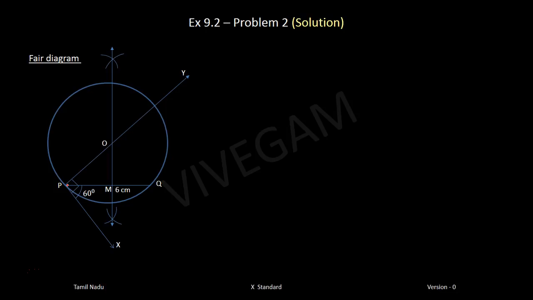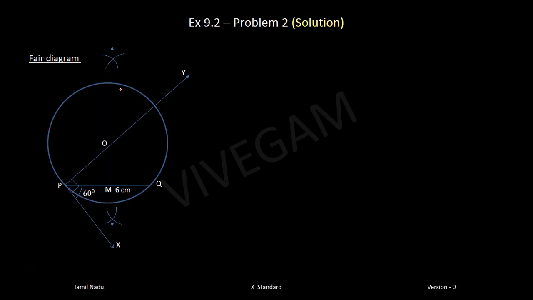Which means if you take point R here, angle PRQ will be 60 degrees, or if you take R here, PRQ will be 60 degrees, or if you take R here, PRQ will be 60 degrees, because as per the tangent chord theorem, this angle is the same as the angle subtended by the chord in the alternate segment. Any point on this alternate segment, if you join it to P and Q, you will get an angle of 60 degrees.